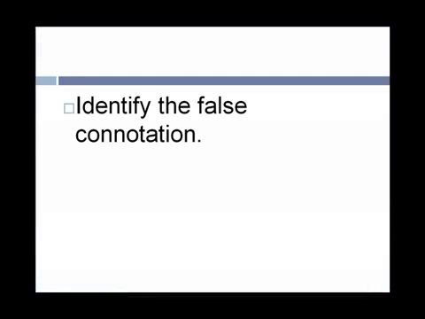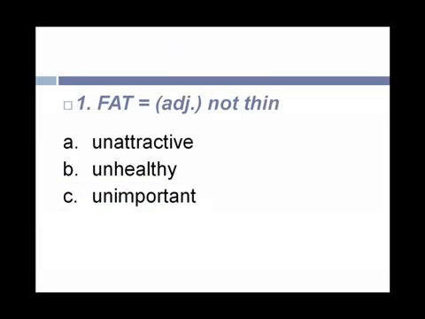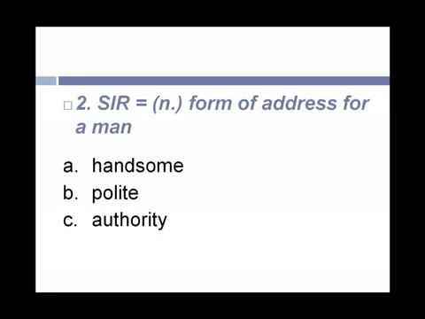Exercise 2. Identify the false connotation. Example. Skinny means thin. It can suggest weak. It can suggest unhealthy. It doesn't suggest unfriendly, so the false connotation is C, unfriendly. Now you try. Number 1. Fat, not thin. The false connotation is C, unimportant.